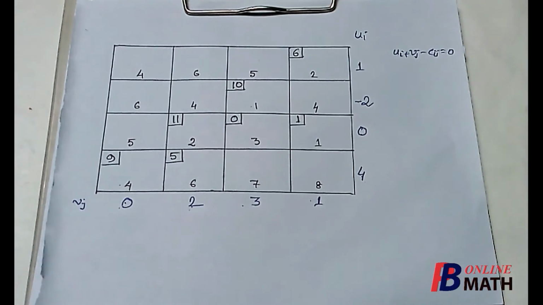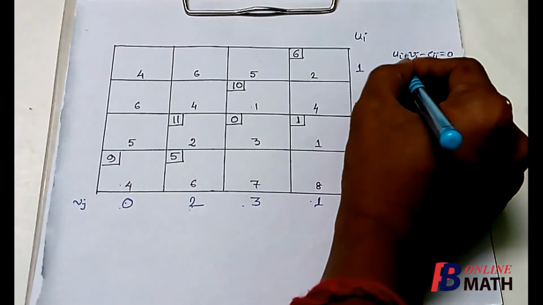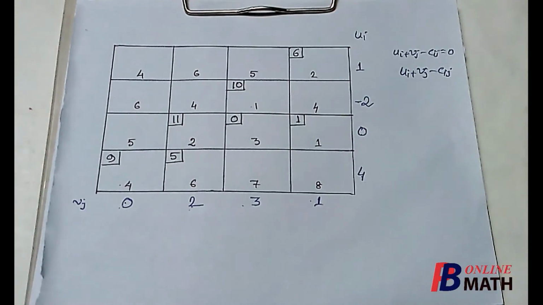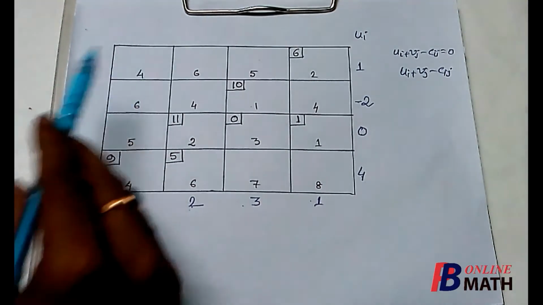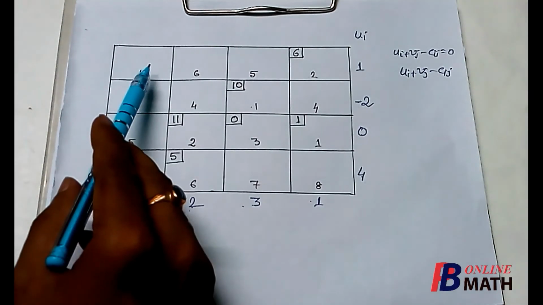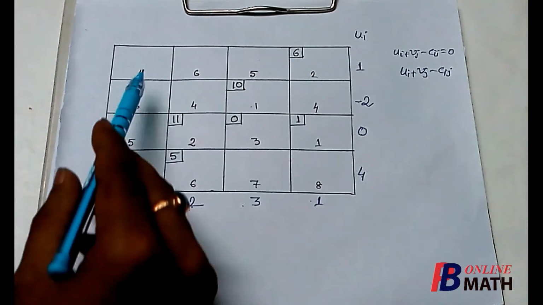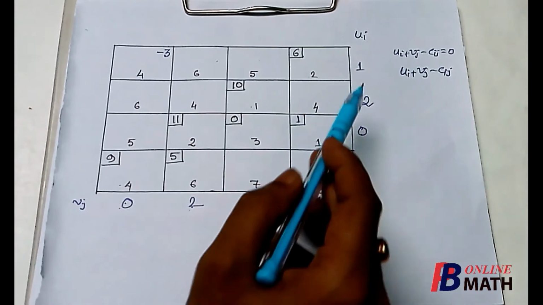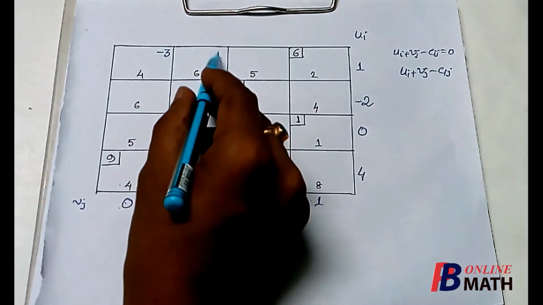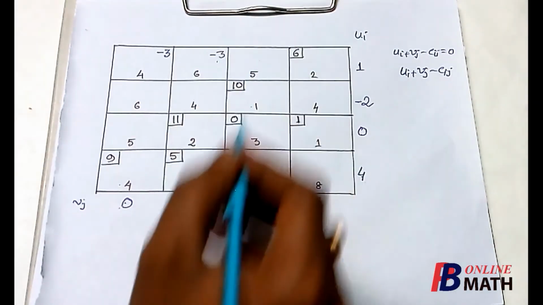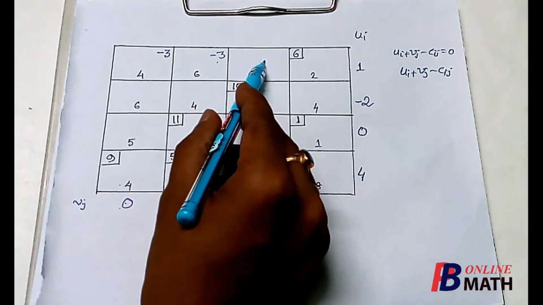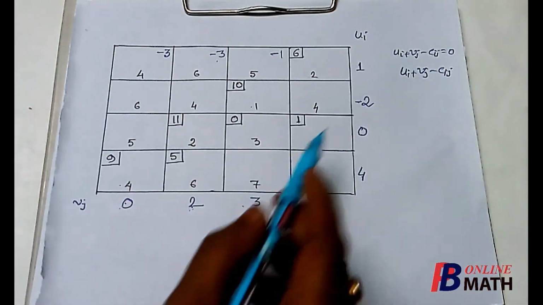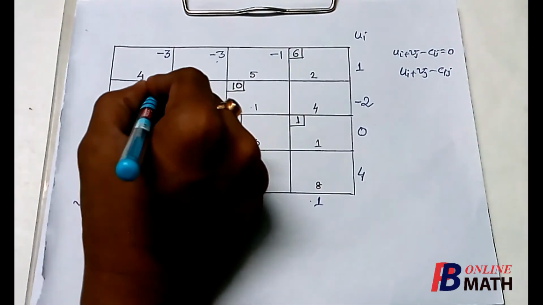Now using all these values, we shall find all the net evaluations, which will be ui plus vj minus cij for all the non-basic cells. So start with this non-basic cell. For this non-basic cell, the value of the net evaluation will be ui plus vj minus cij, which is minus 3. For this non-basic cell, it is again minus 3. For this non-basic cell, it is minus 1. For this non-basic cell, it is minus 8.